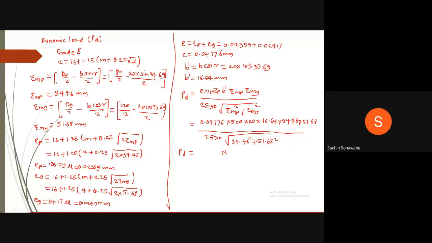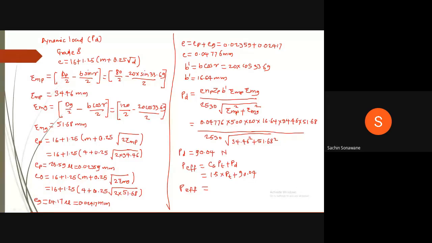What is the dynamic load? 90.04 Newton. Okay. Now we will determine P effective. P effective is equal to effective force, Cs PT plus PD. Therefore, 1.5 into PT plus 90.04. P effective we have to calculate in terms of PT because we have to calculate power transmission.